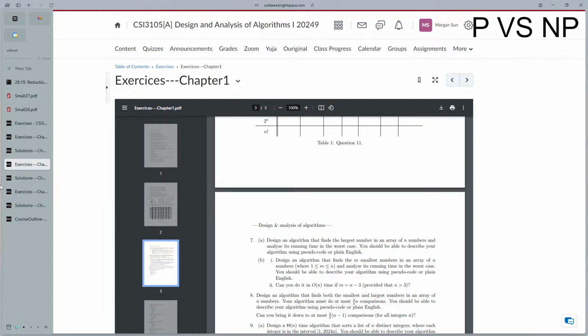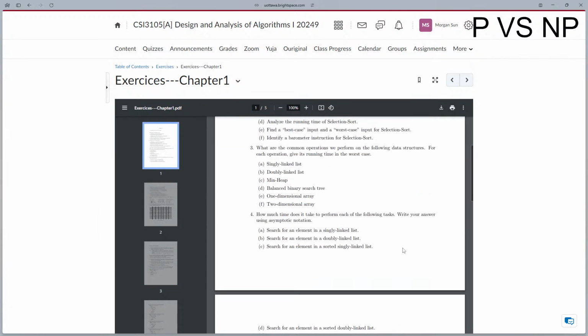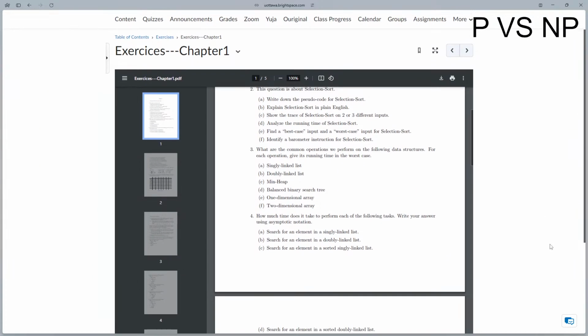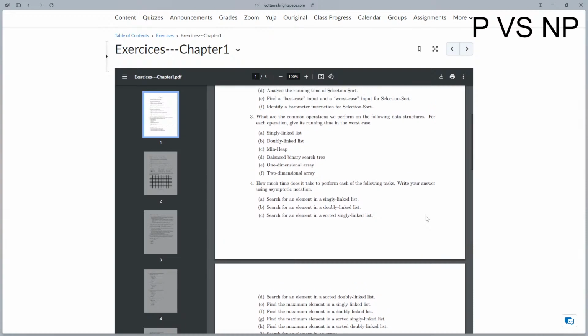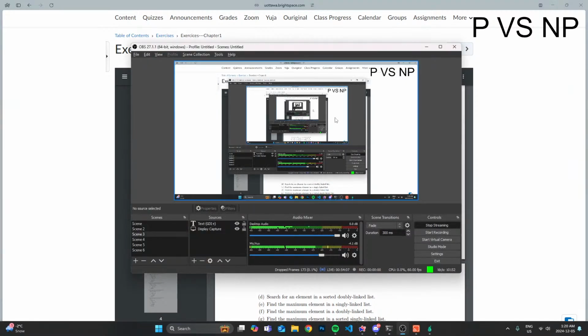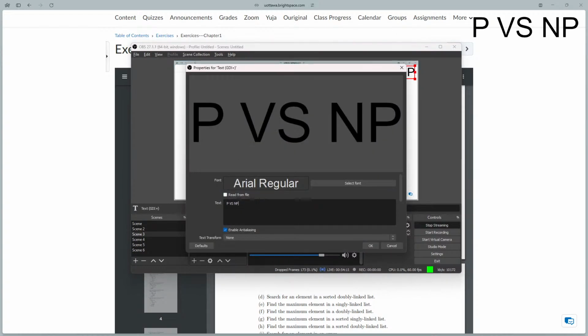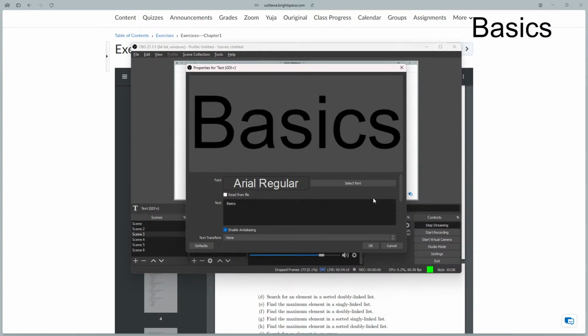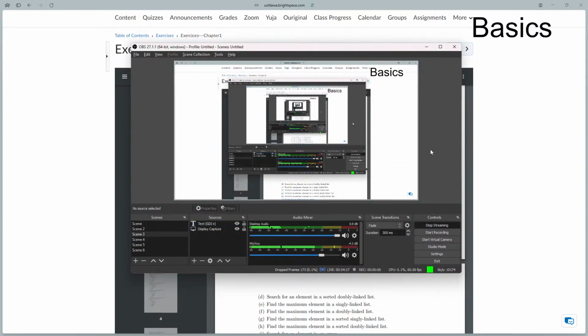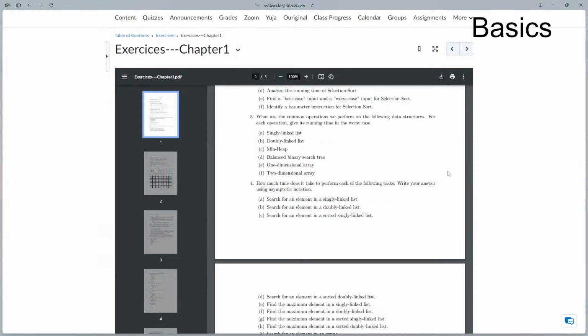And chapter 1, we can begin with question 3, because I'm not doing those two. We can begin with question 3. And then let's update this a little. So instead of P equals to NP, it should be basics. It will be basics for now. Okay.